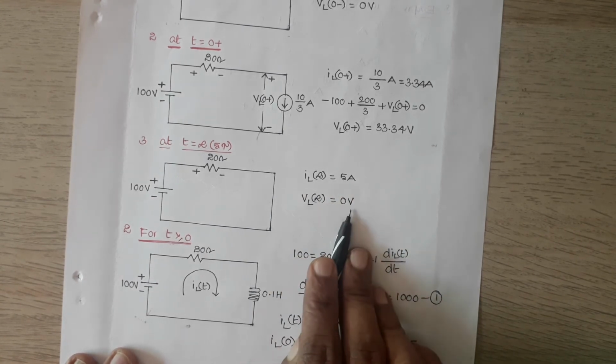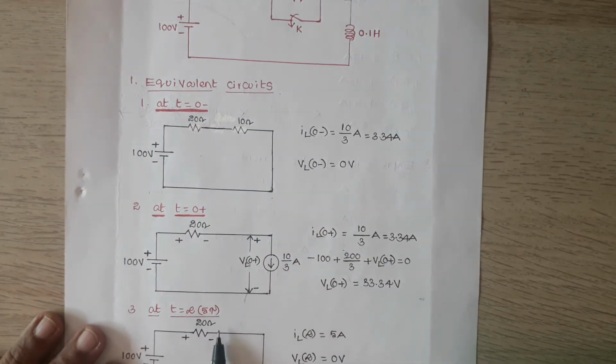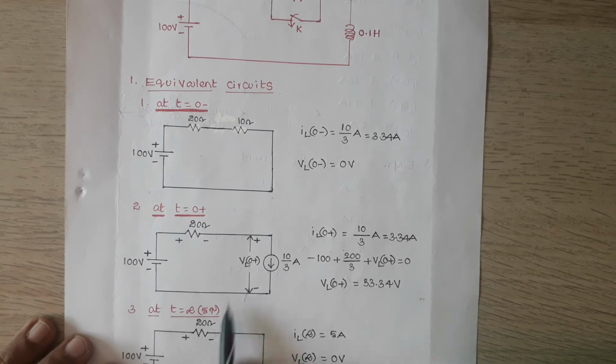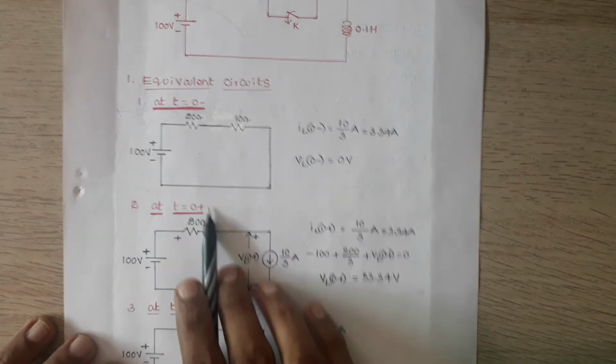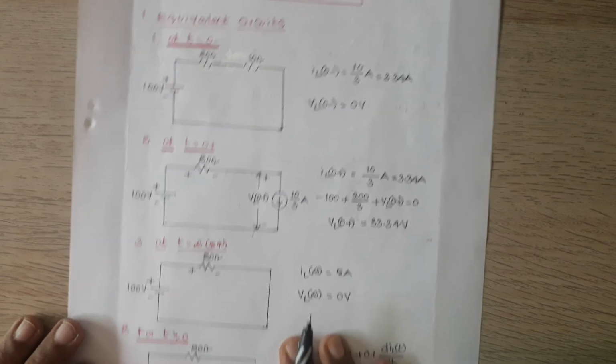IL of infinity is 5 amperes and VL of infinity equal to 0 volts. So these are the values at t equal to 0 minus, t equal to 0 plus, and at infinity time or 5 time constants. So these are the equivalent circuits and those values. In between 0 and infinity, or 0 and 5 time constants, the period is said to be the transient period. Now we have to analyze that period.